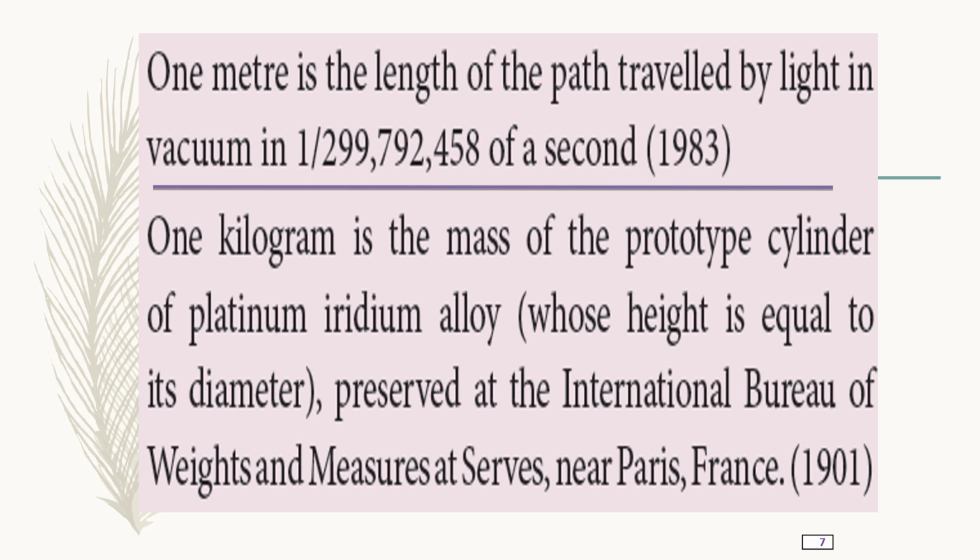Next we'll see 1 kilogram, that is for mass. 1 kilogram is the mass of the prototype cylinder of platinum-iridium alloy preserved at the International Bureau of Weights and Measures at Sevres near Paris.